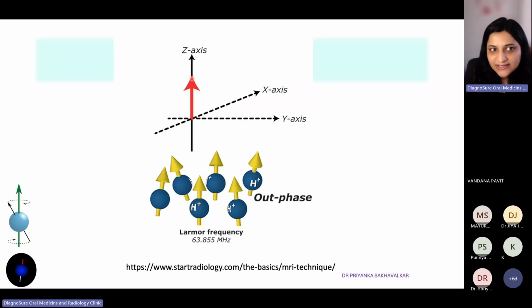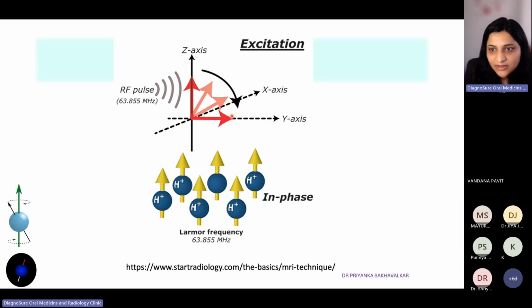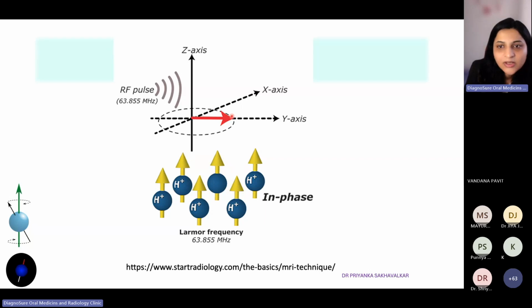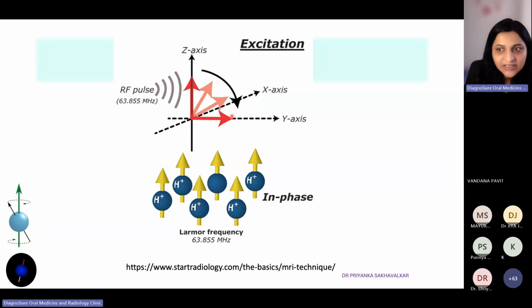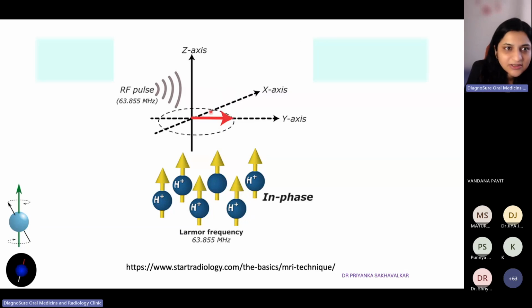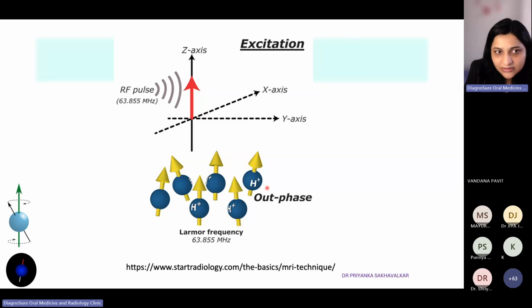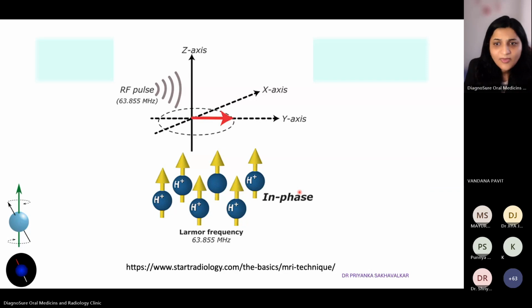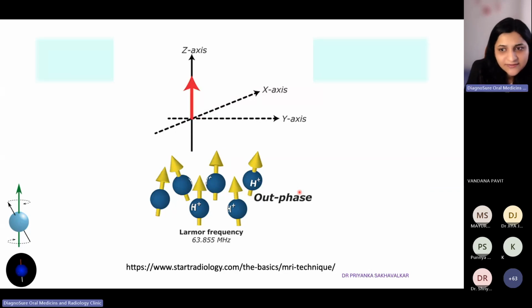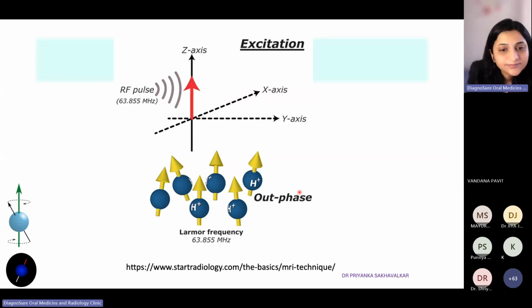See, this magnetization shifts from the longitudinal to the transverse plane. This process is referred to as excitation. Consequently, longitudinal magnetization decreases while transverse magnetization increases. So the longitudinal magnetization decreases when they turn in phase, and the transverse increases. The resonance occurs when this frequency is matched.